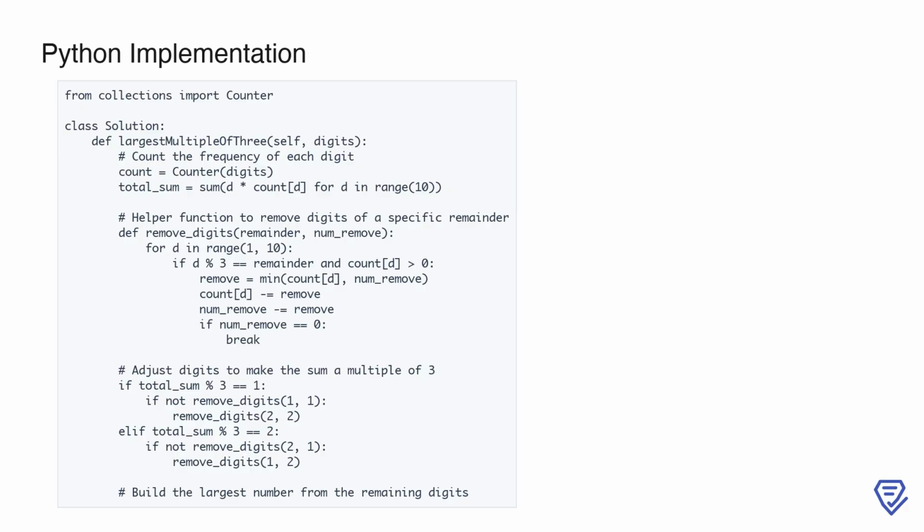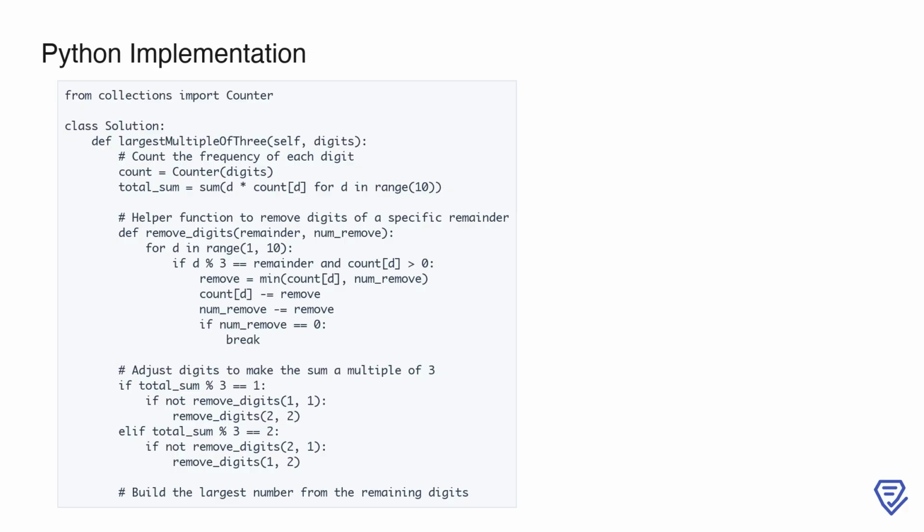Next, we define a helper function called remove_digits. This function is designed to remove a specified number of digits with a given remainder when divided by 3. It iterates through the digits, starting from the smallest, and decreases their count while reducing the number of digits we still need to remove. This ensures that we adjust the total sum in a way that makes it divisible by 3. Now, we check the remainder of the total sum when divided by 3.